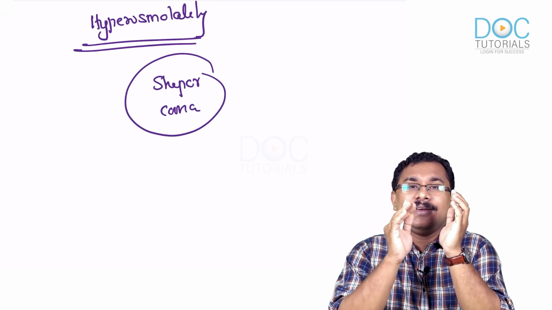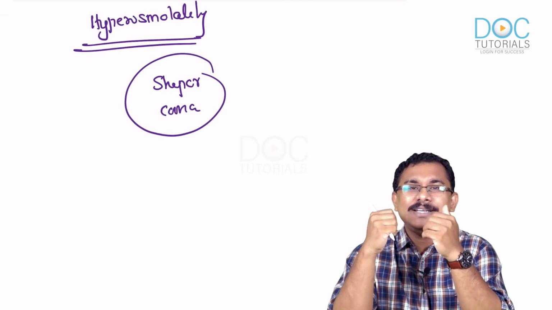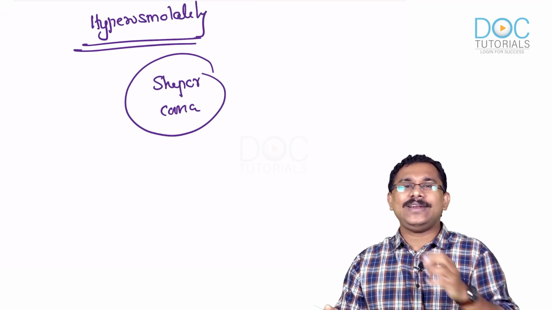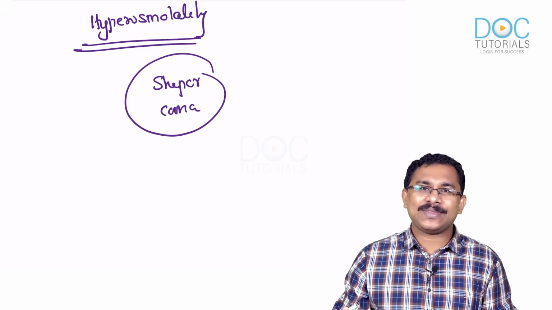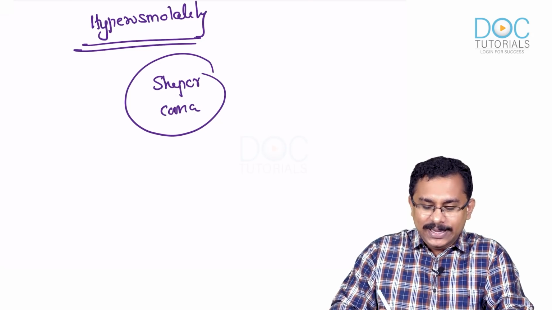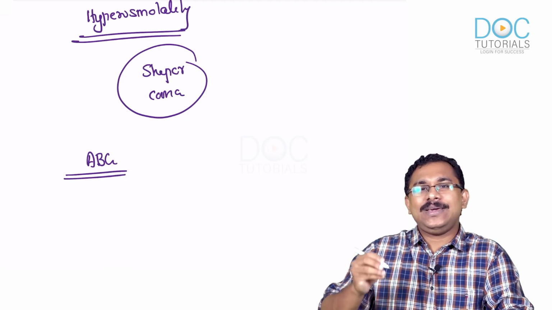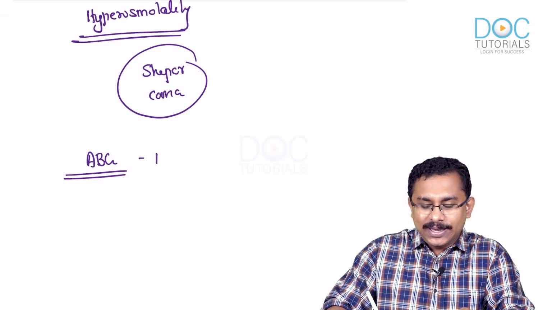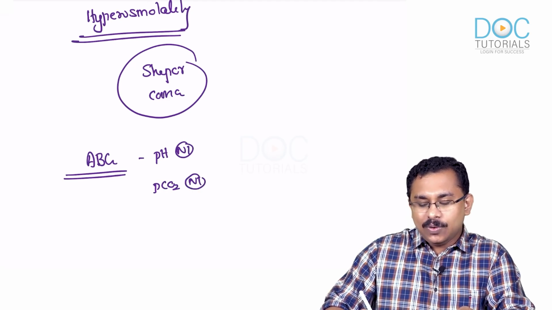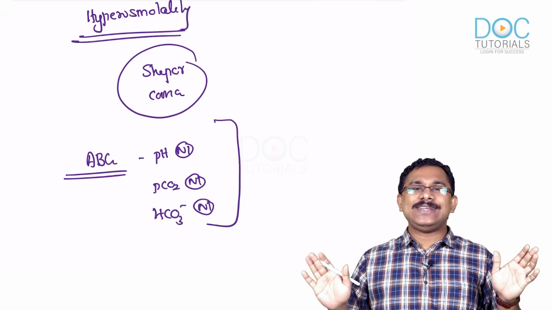So remember that when a patient with diabetes is brought to you with an altered sensorium, it can either be a diabetic ketoacidosis or it can be a hyperosmolar coma. So how will you differentiate it? Remember, when you do the ABG, in case of your hyperglycemic hyperosmolar state, your pH would be normal. Your PCO2 will be normal, and your bicarbonate will be normal. So there is no ketoacidosis happening here.